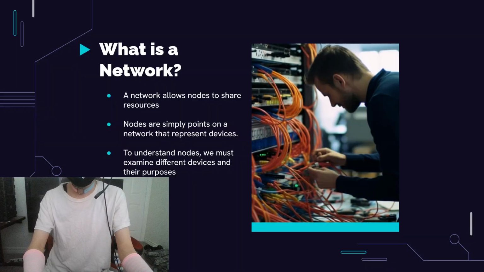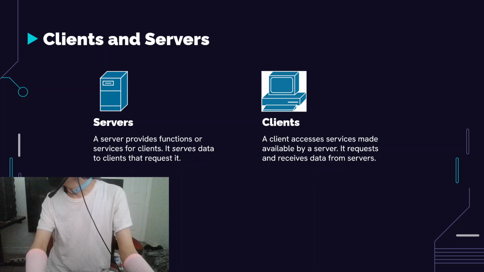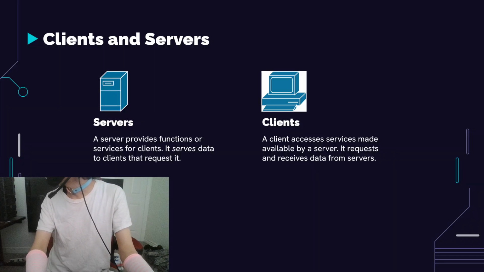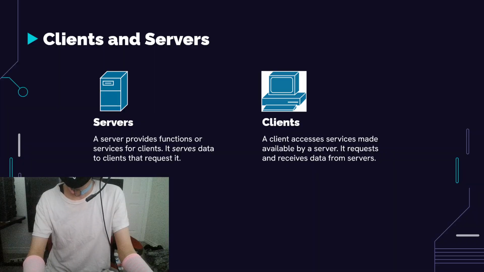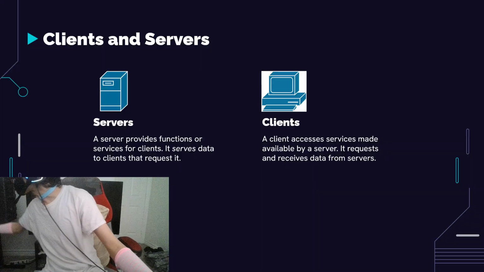So, we can introduce the basic ones, which are clients and servers. If you look on the left there, that's a server. And a server, as its name implies, provides functions or services for clients. It serves data to clients that request it, and that's all a server does. A client is the opposite of a server. It accesses things that come from the server.